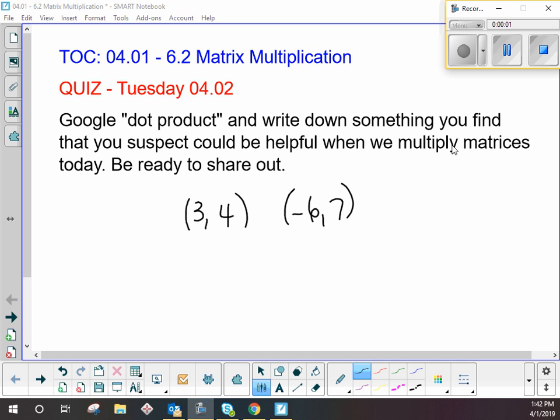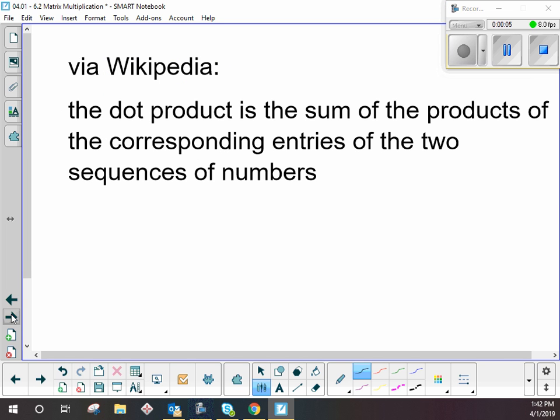What a dot product is, and if any of you found the Wikipedia page about dot product, anyone find this? Yeah? Dot product is the sum of the products of the corresponding entries of the two sequences of numbers. Now we're going to break that down, okay? And this will be the basic math we're using today in a little bit when we put matrices into play.